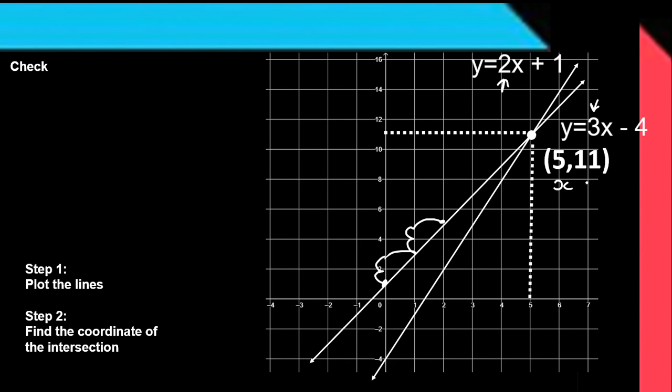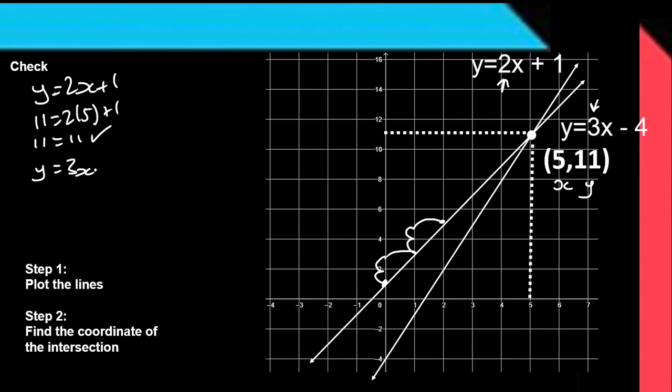If I substitute my x and my y value into both of these, it will work. So y equals 2x plus 1. Well, 11 equals 2 times 5 plus 1. Well, 11 equals, and that would be 11. So that would work. And then if we try the second equation, we have 11 equals 3 times 5 minus 4. Well, 11 equals 11. And that's how we know it works. So two linear equations, if their gradient is different, they will intersect at exactly one point.